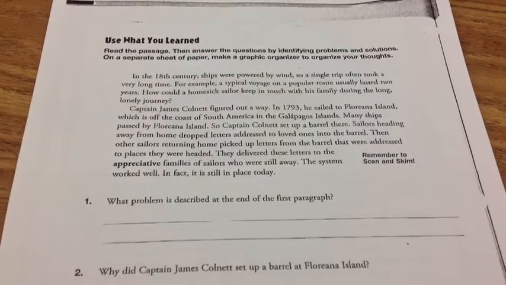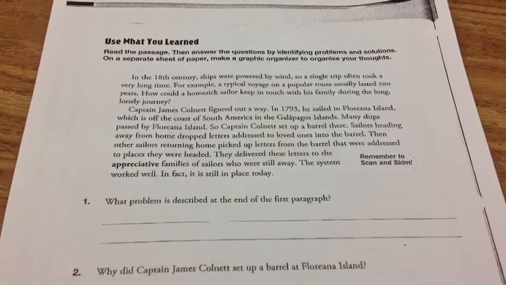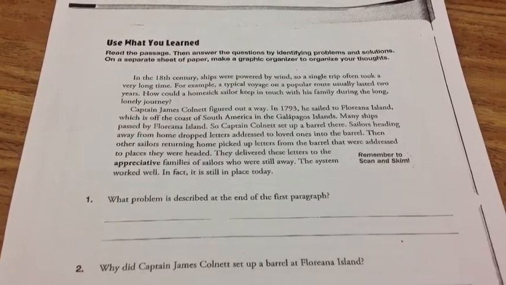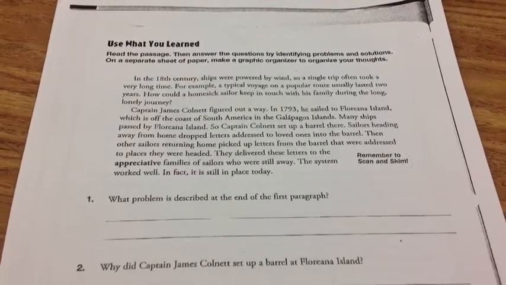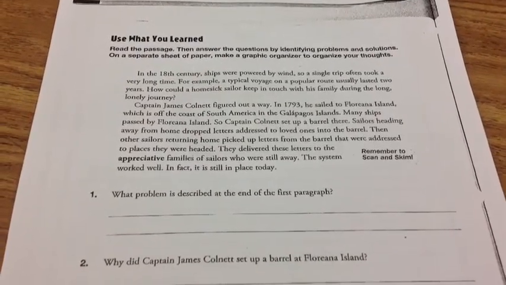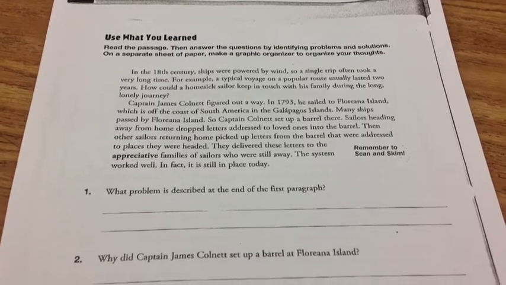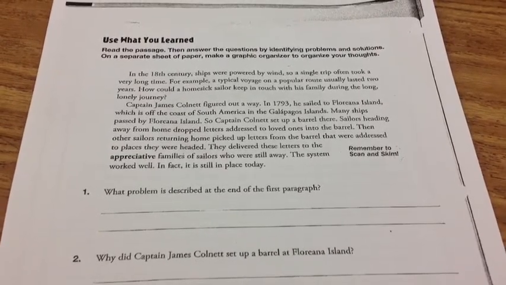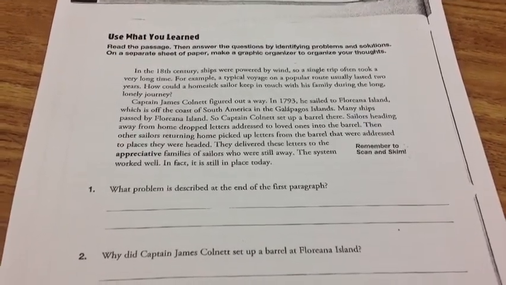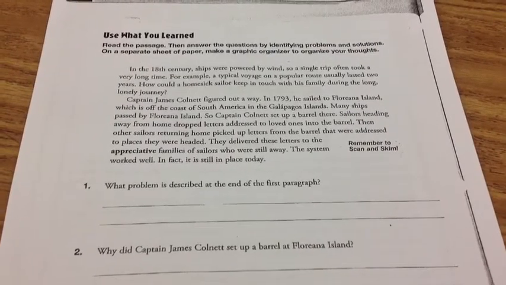In 1793, he sailed to Florina Island, which is off the coast of South America in the Galapagos Islands. Many ships passed by Florina Island, so Captain Colnett set up a barrel there. Sailors heading away from home dropped letters addressed to loved ones into the barrel.